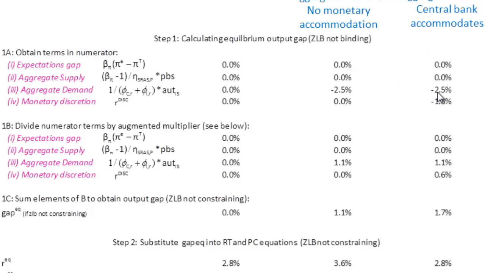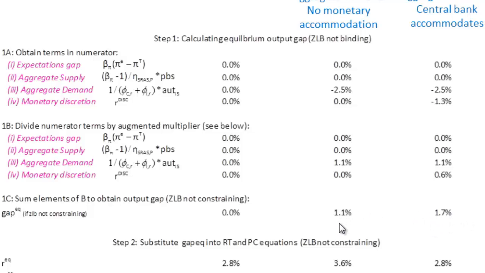Now look over here, we have the same term here, but we also have our discretionary monetary policy. So now, if we go back to our equation, we remember that we have to add this, subtract this, add this, and we do that, we find that the equilibrium output gap under our first alternative scenario is 1.1%. And our equilibrium output gap under our second scenario is 1.7%.